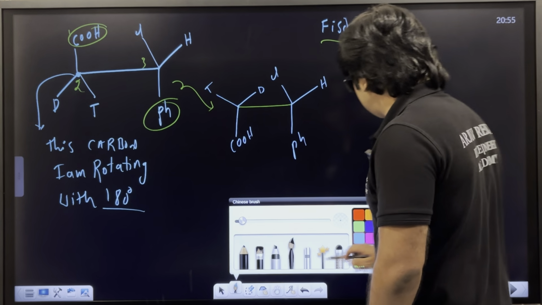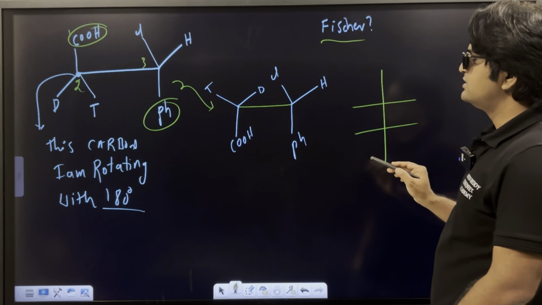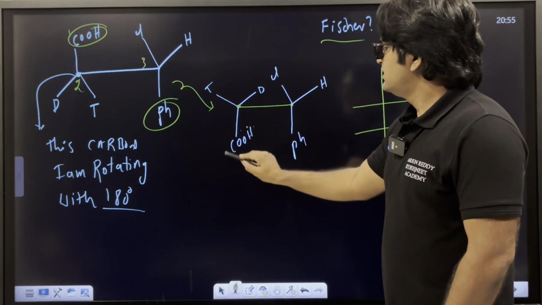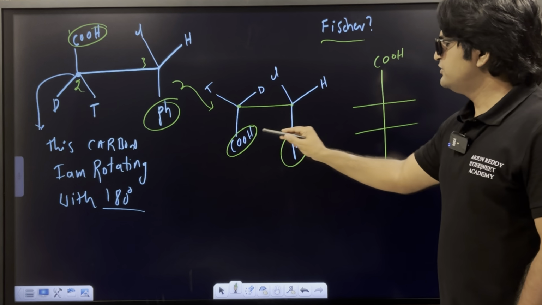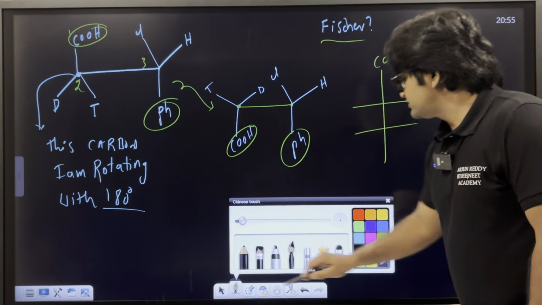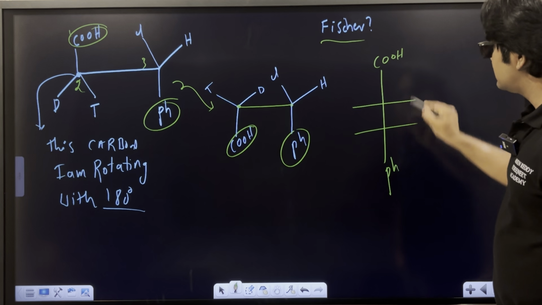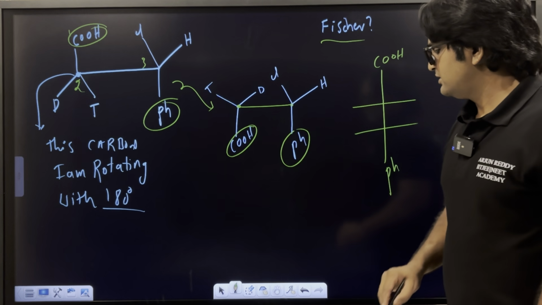Next, after that, convert this molecule into Fischer. Yes, one vertical and two horizontal lines are there. Why? Because here two carbon atoms. This COOH I am taking here. Then which is eclipsing with COOH? Eclipsing with COOH is phenyl. What is the bond angle separation between COOH and phenyl? 0 degrees bond angle.